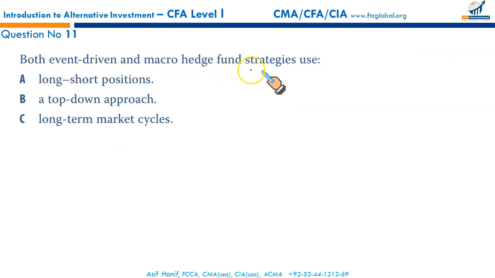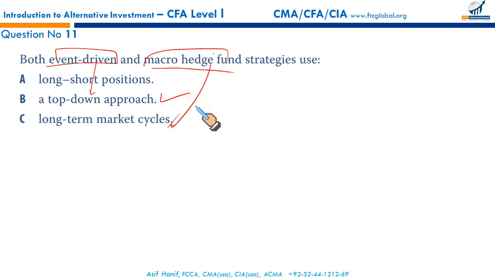Both event-driven and macro hedge fund strategies use long and short positions. Yes, that is true. Long and short positions are used by both types of hedge funds to profit from any anticipated market or security moves. But remember, event-driven strategies use a bottom-up approach. What's a bottom-up approach? This approach seeks to profit from some short-term events like an acquisition or restructuring, some corporate action. So this is specific to event-driven. But macro hedge funds focus on seeking profit from expected movements in macroeconomic variables. So this is specific to macro hedge funds. What is common in both is that they go for long and short positions to generate returns. So that is A, the correct option.